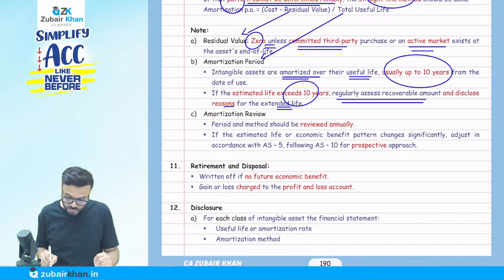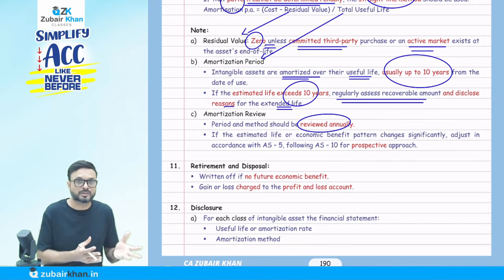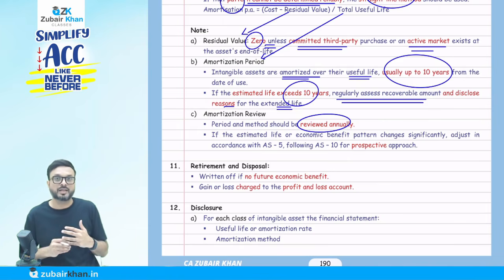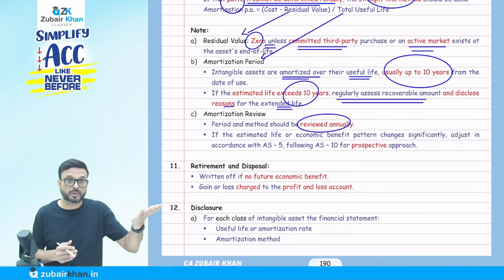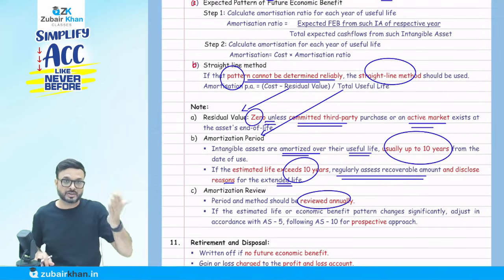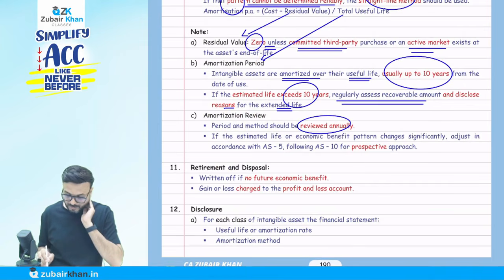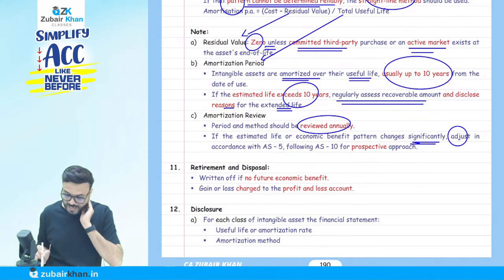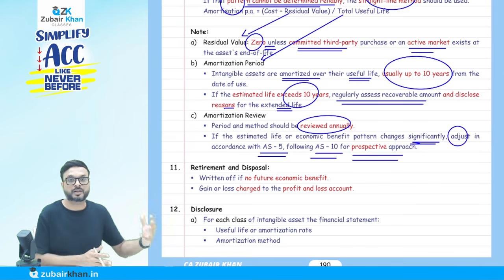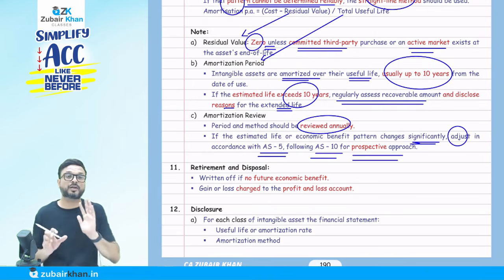The period and the method are usually reviewed, because if there is a change in the period, it was 15 and it is changed, then my amount of amortization is going to change. And if the pattern of future economic benefit changes, similarly the amount of amortization will also change. That's why they say we have to review it. If the estimated life or economic benefit pattern changes significantly, adjust in accordance with AS 5 following AS 10, the prospective approach. Prospective effect we have to give. No retrospective effect if there is any change in the method of amortization.